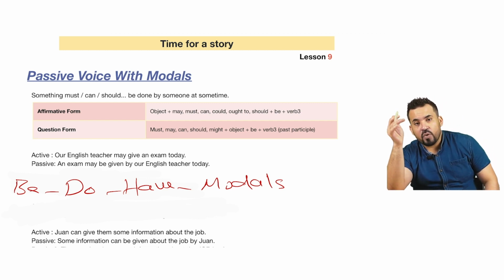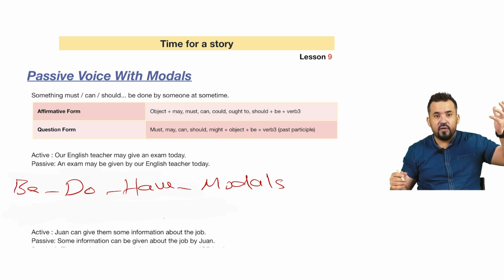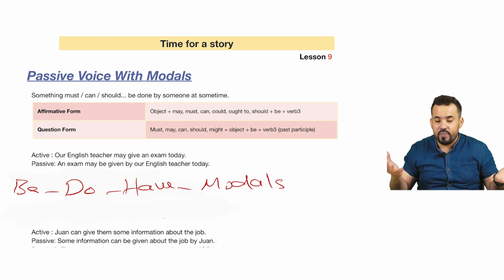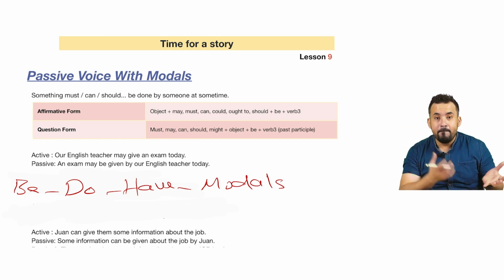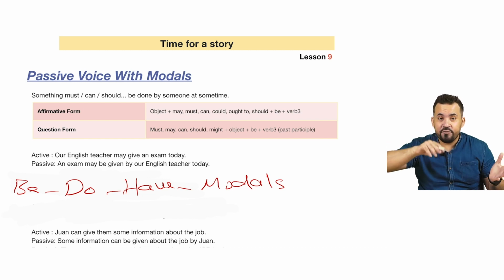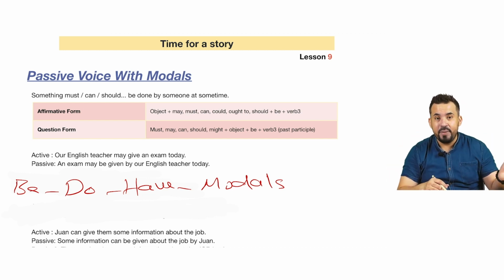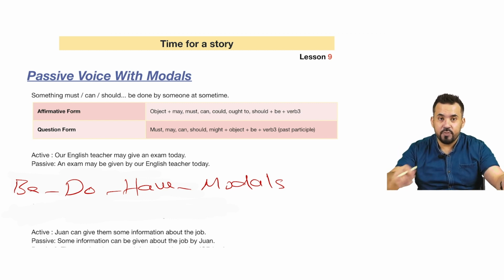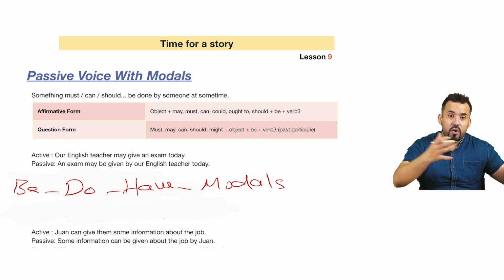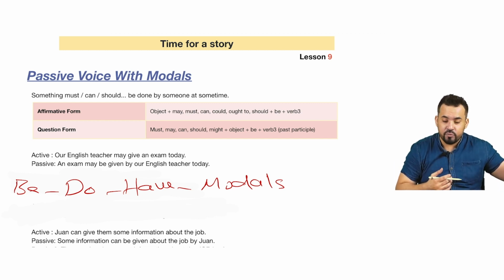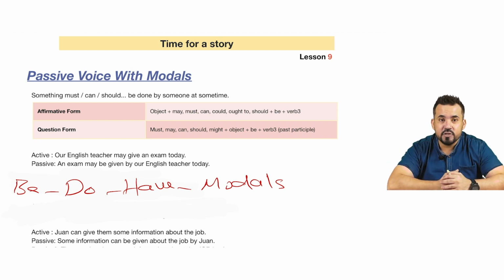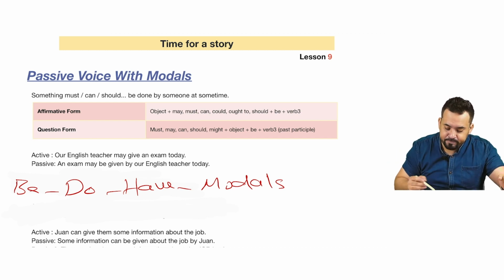Now, with modals, we are going to start with the object as always, and then the auxiliary, which in this case will be the modal, followed by be, followed by the past participle. So the only difference here is that we will add be and then the past participle form of the verb. Okay, if we are going to make it a question, then we will start with the auxiliary, which in this case will be the modal, followed by the object, followed by be, and the past participle form of the verb.